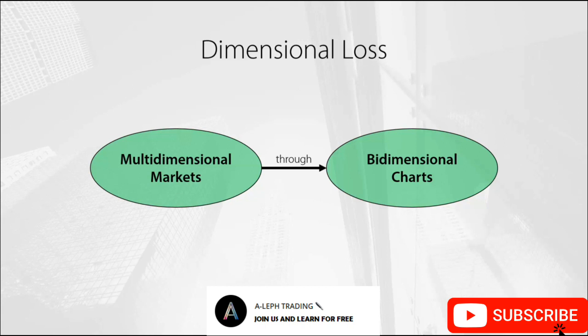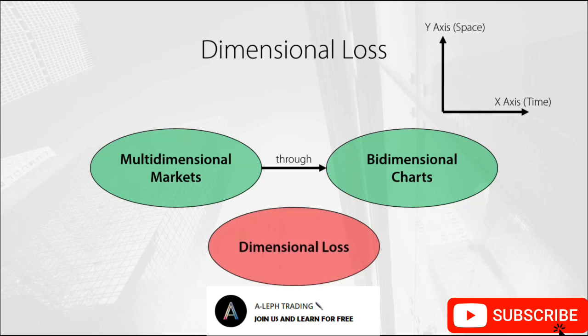The price chart has one spatial dimension in the y-axis and one temporal dimension in the x-axis. The multidimensional market needs to be compressed and expressed in these two dimensions necessarily. That's called dimensional loss. This idea of dimensional loss is also correlated with something called Bonini's paradox, which serves the purpose to explain why single techniques don't work well by themselves.